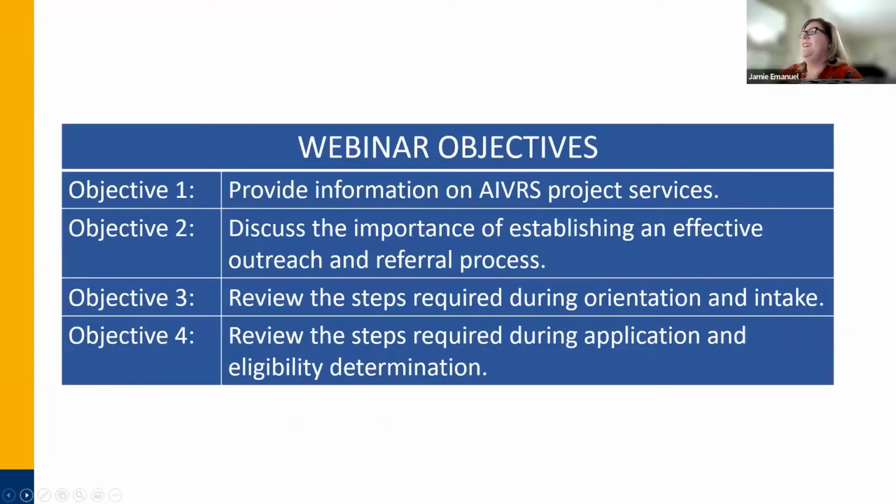Let's get started. Today's webinar objectives: we're going to provide you with information on the AIVRS project overall services. We're going to discuss the importance of establishing an effective outreach and referral process. We're going to review the steps required during orientation and intake, and also review the steps required during application and eligibility determination.